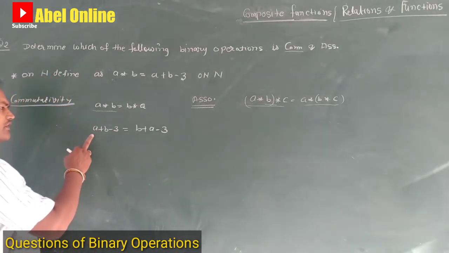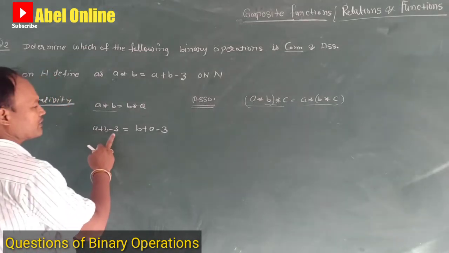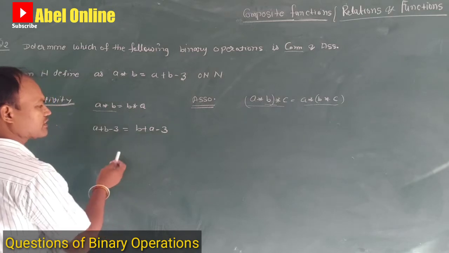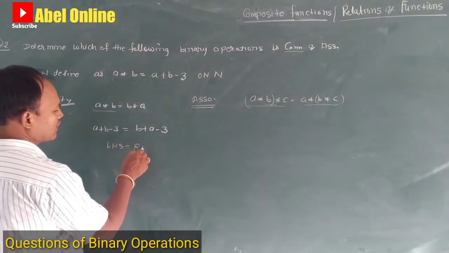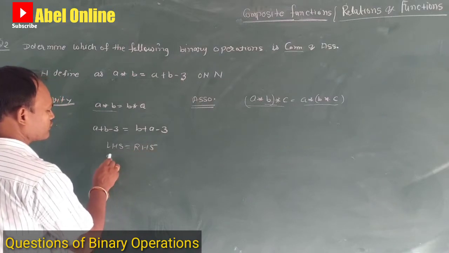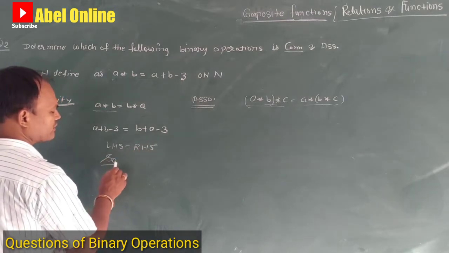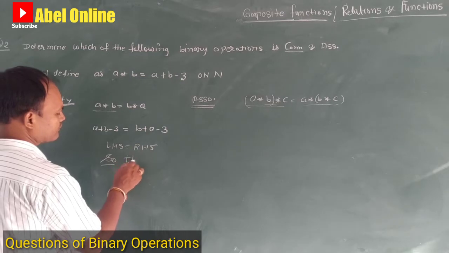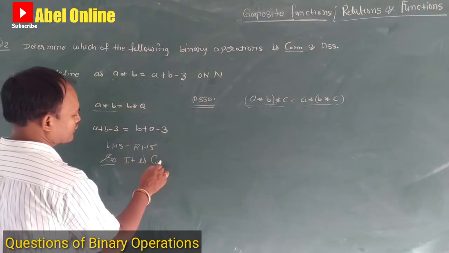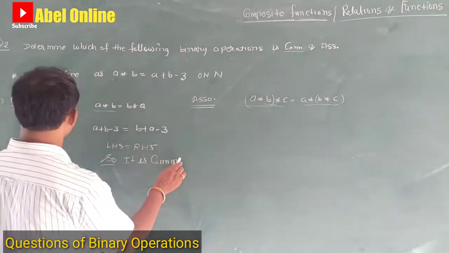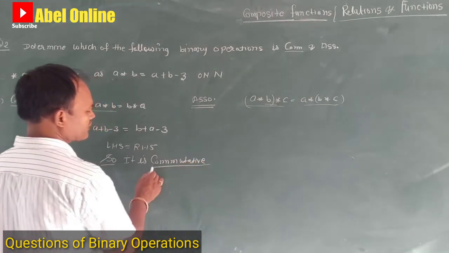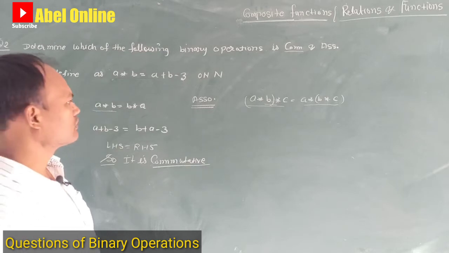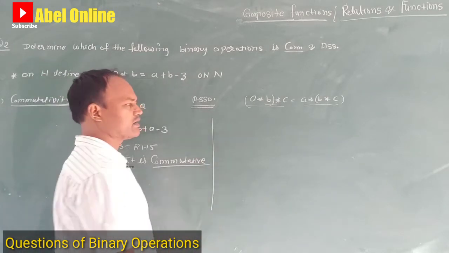You can understand very easily that A plus B minus 3 and B plus A minus 3 both are the same. So LHS is equal to RHS. So we can say that it is commutative. Now the next one is associative.